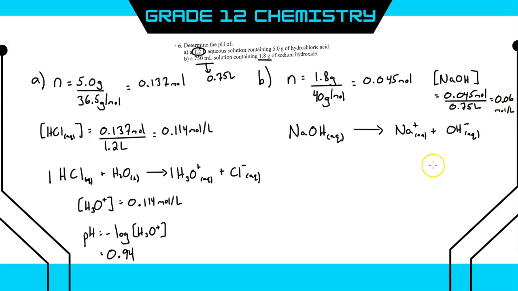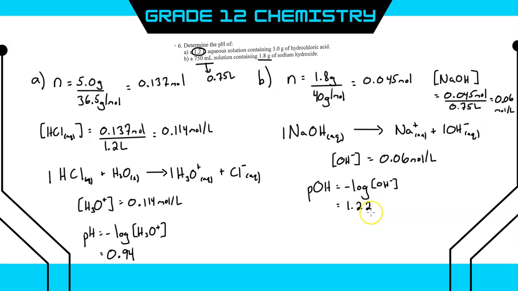Okay, now, since we know the concentration of sodium hydroxide and we have a 1-to-1 molar ratio, that means we also know the concentration of hydroxide ions, 0.06 moles per liter. So now we can go ahead. We can't find pH because we don't know how many hydronium we have, but we can find pOH, which is just minus the log of our hydroxide ions. And when we do that, we get a pOH of 1.22.